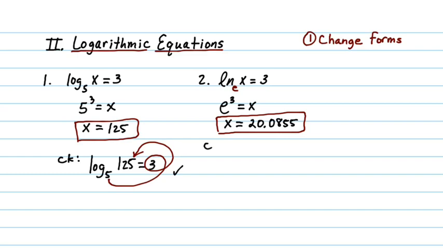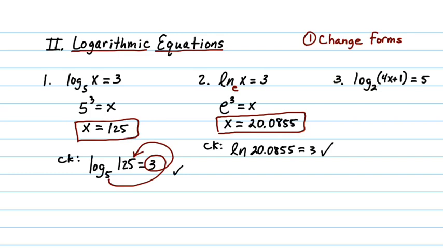Again, this is quite easy to check. Natural log of 20.0855. You can actually put that right into your calculator and you should get 3. Alright, let's look at number 3.